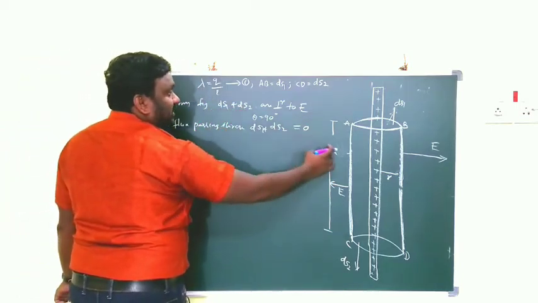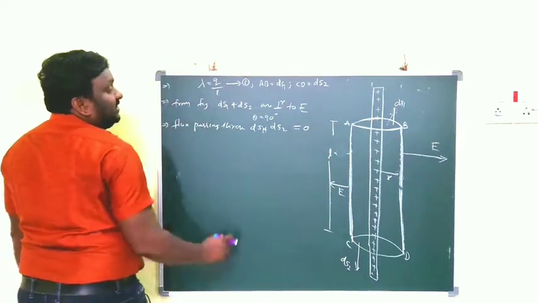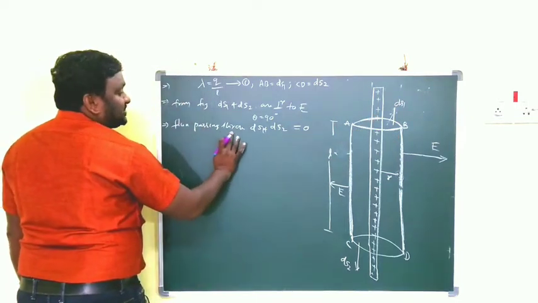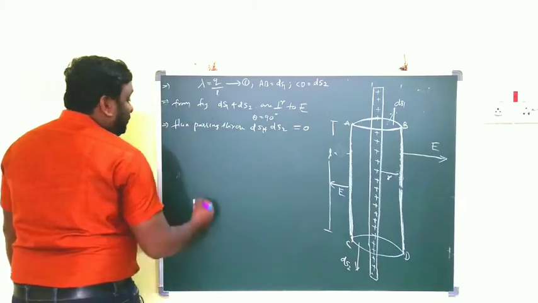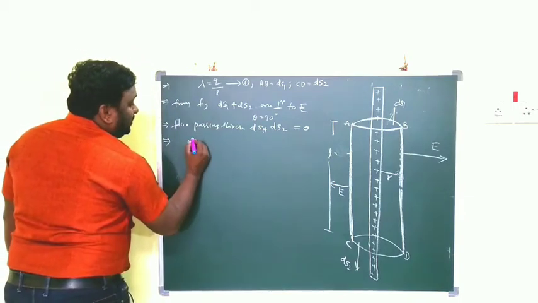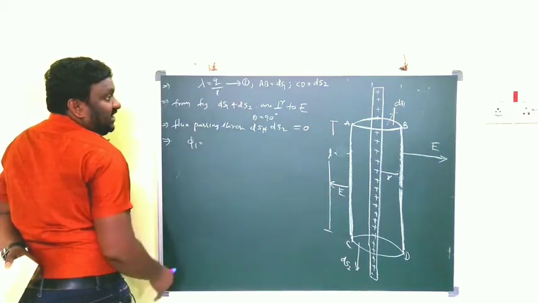DS1 and DS2 both are perpendicular to the direction of E. That's why the flux passing through DS1 and DS2 is 0. Why? Because already, I am taking phi 1, which is the flux passing through DS1 and DS2.